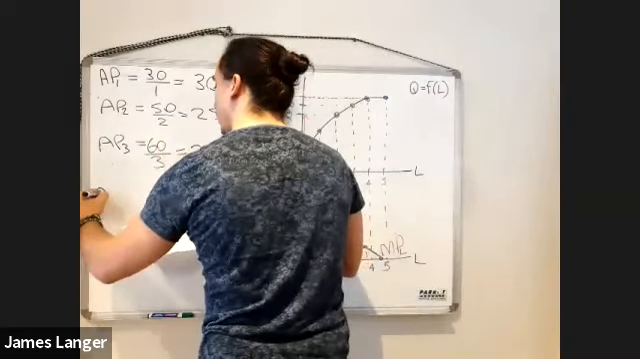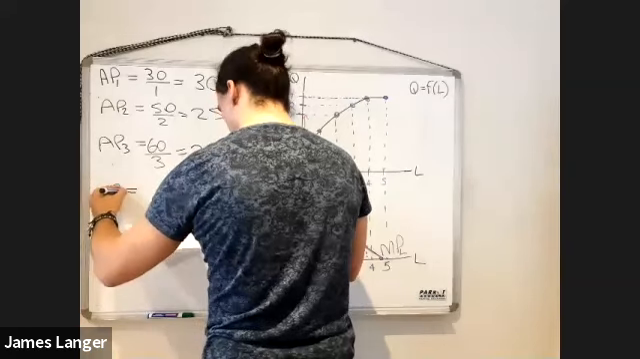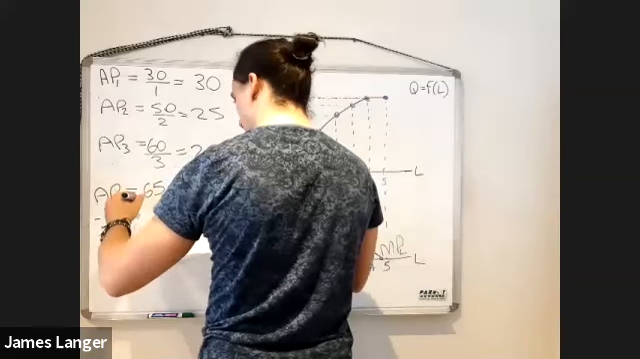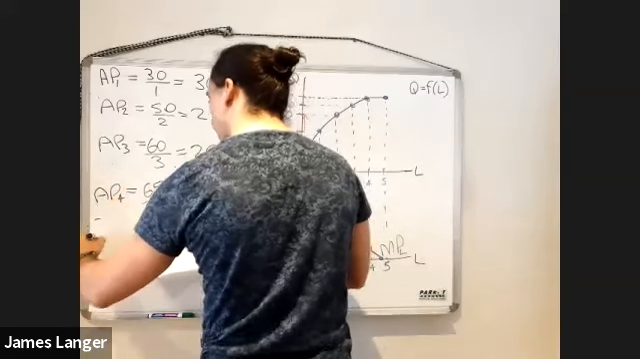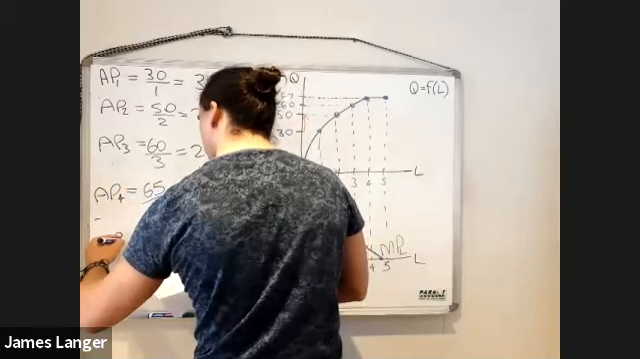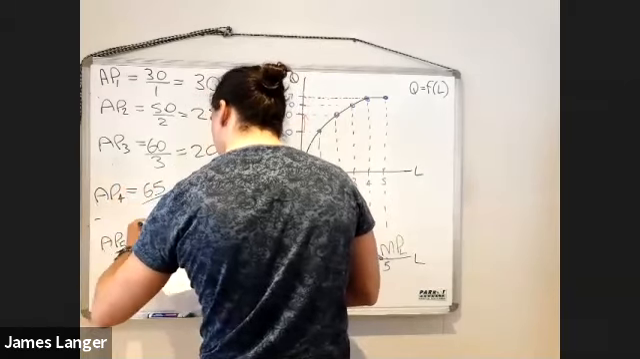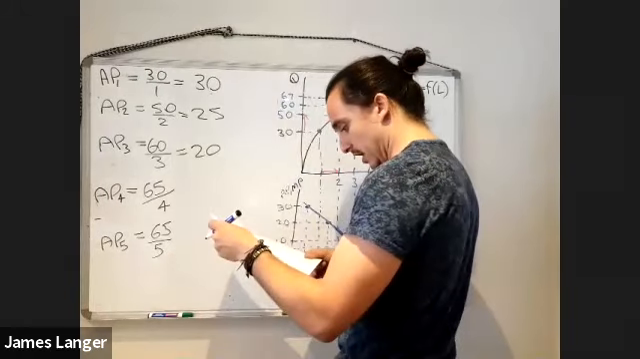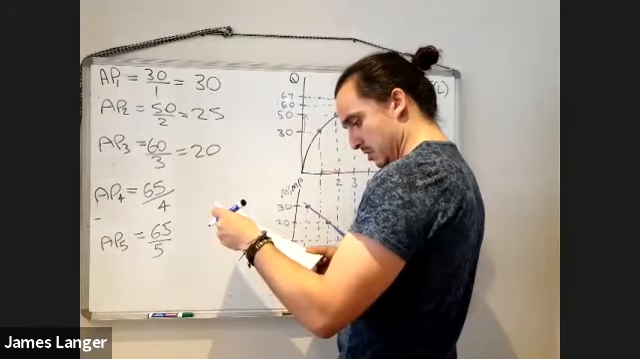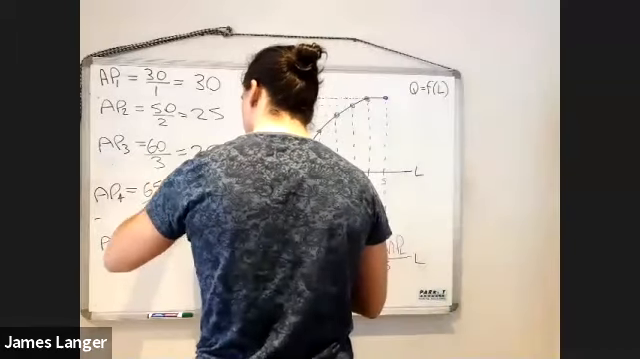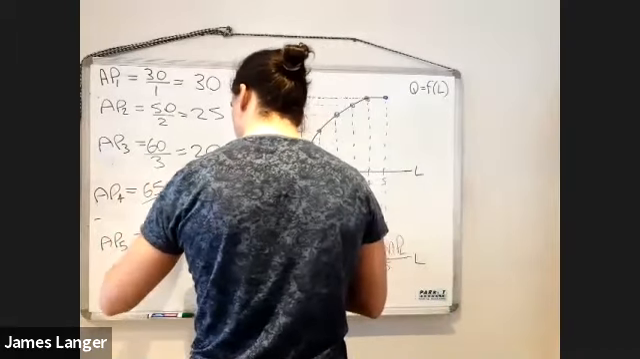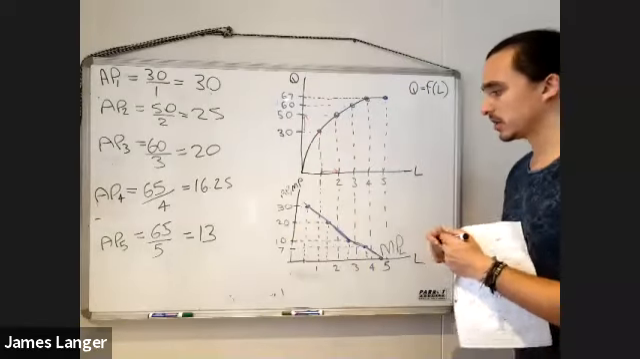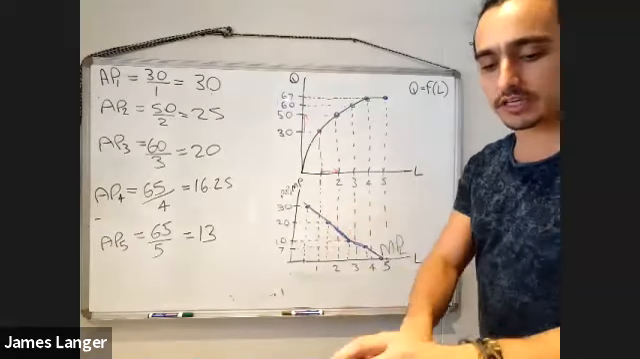Average product of 4 workers, we've got 65 divided by 4, and the average product of 5 workers is equal to 65 divided by 5, all right? Which are equal to 16.25 and equal to 13. Cool. So we've got those numbers, and then if we want to, we can graph those as well.